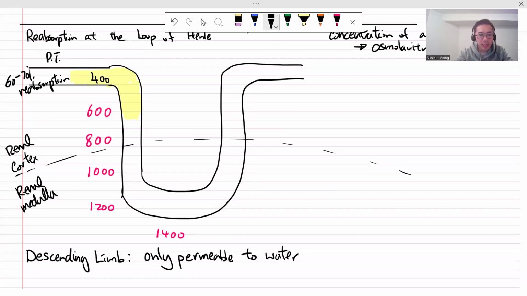So we have the filtrate coming in from the proximal tubule, and now it's going down the loop of Henle. The concentration of the filtrate is 400, but the surrounding area, in the renal tissue, is 600, and only water can move. So which way will water move? Is it going to move into the nephron or out of the nephron? Is it going to move towards the 600 or move towards the 400? Talking about the water.